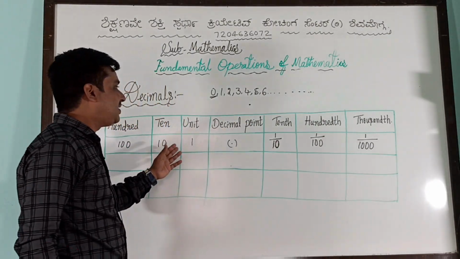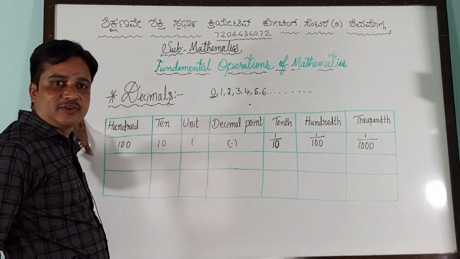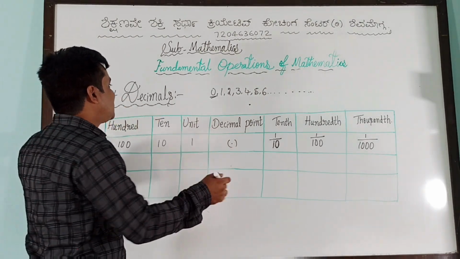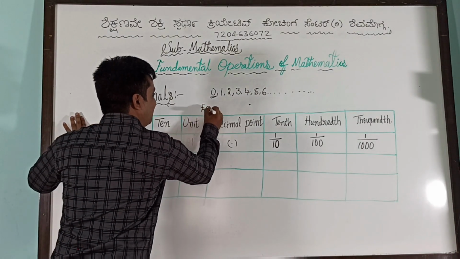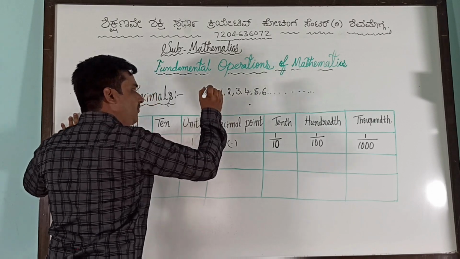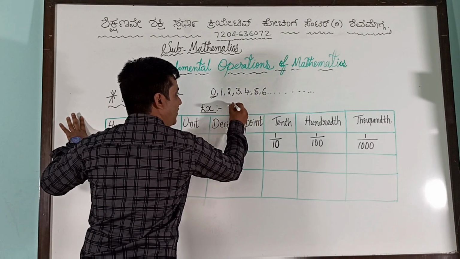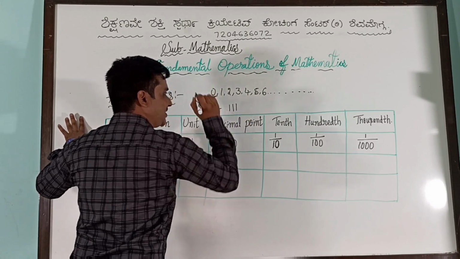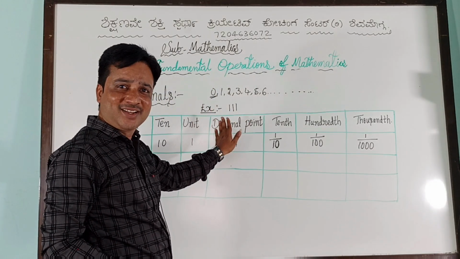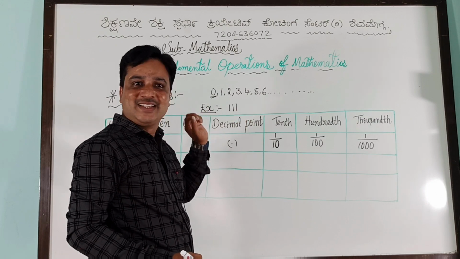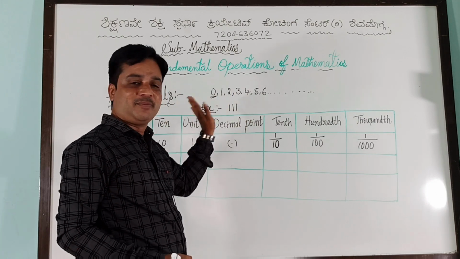Let's understand the concept. Here I have taken one example. For example, if I want to write the number 1, here it is. This is a one whole number, right? 1, 1, 1 is there. This is a one whole number.